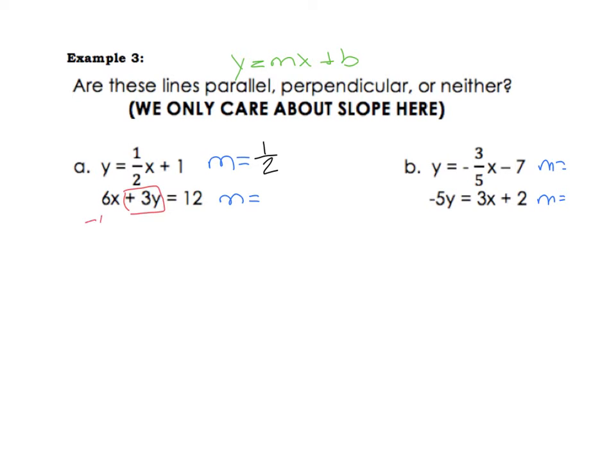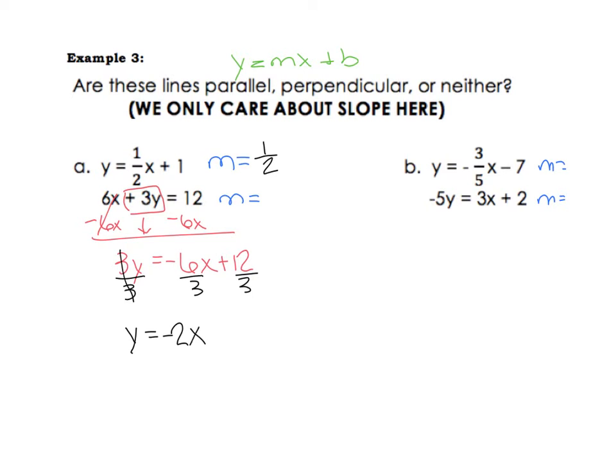So positive 6x, I'm going to subtract 6x from both sides. That cancels out. Bring down what's in my box. So 3y equals negative 6x plus 12. Put a plus in front of 12 because it was positive. And my last step here is going to be divide everything by 3. That reduces to 1y equals negative 6 divided by 3 is negative 2x plus 4. So the slope for this equation is a grand total of negative 2.